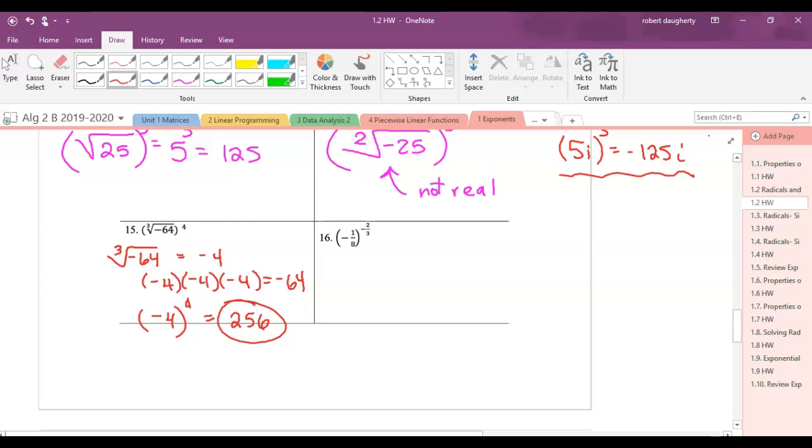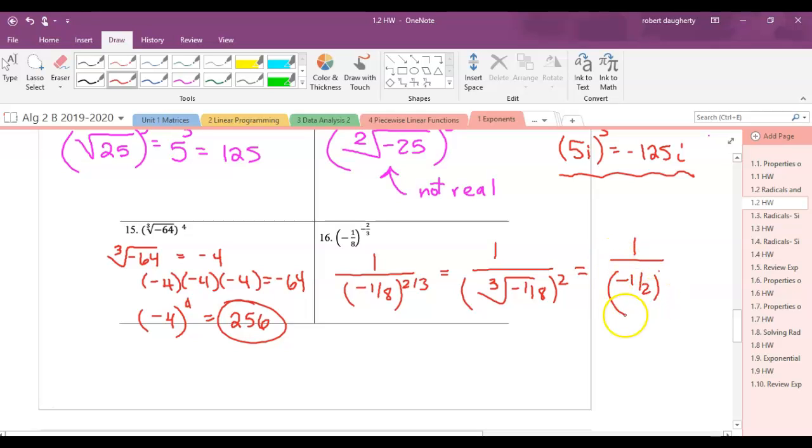Negative 1/8 to the negative 2/3 power. Well, I can think of this as 1 over negative 1/8 to the 2/3. So this is 1 over the cube root of negative 1/8, squared. What's the cube root of negative 1/8? What number can you multiply 3 times and get negative 1/8? That's negative 1/2. So this is 1 over negative 1/2 squared. Negative 1/2 times negative 1/2 is 1/4. So this is 1 over 1/4, which is just 4.